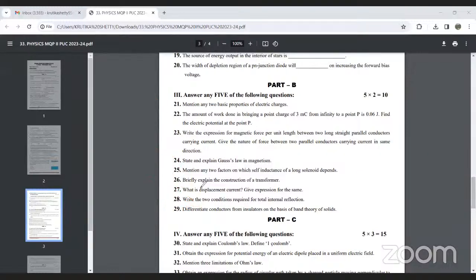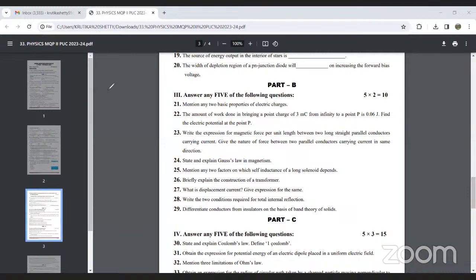Go for question number 26. Briefly explain the construction of a transformer. So it is asked for 2 marks. Just show the diagram. Here they have not specified whether it is a primary transformer or a secondary transformer. So generally you just show the figure of the transformer.